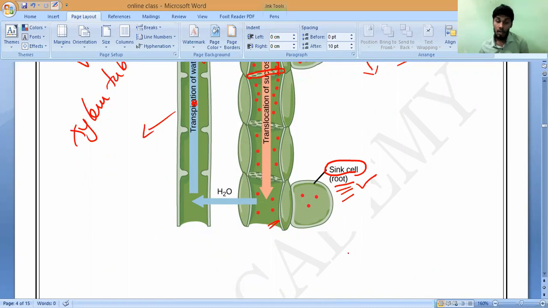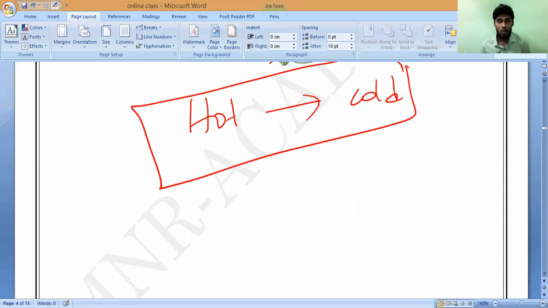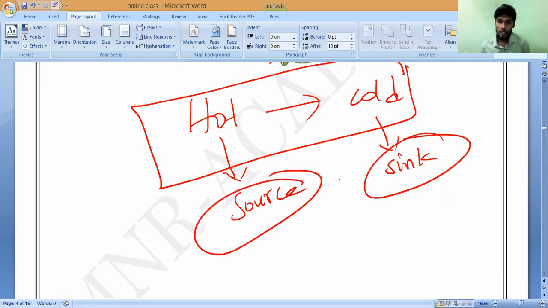Do you understand, all of you? In physics, you can see, heat always transfers from a hot body to a cold body. Correct or not? The hot body is called the source and the cold body is called the sink. Do you understand it? It is always transported from source to sink. This is called thermodynamics. The second law of thermodynamics, but you don't know, that is why I'm not saying.